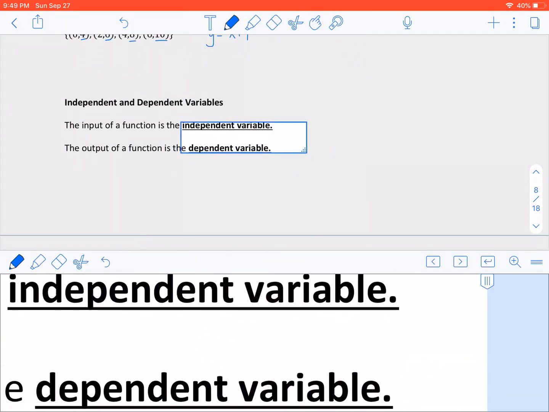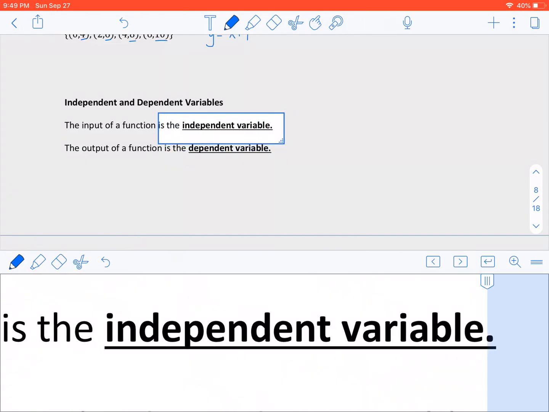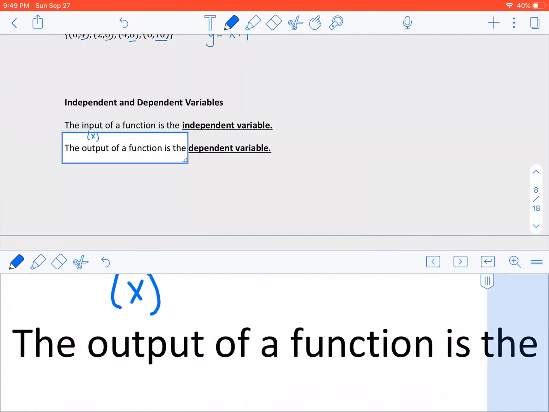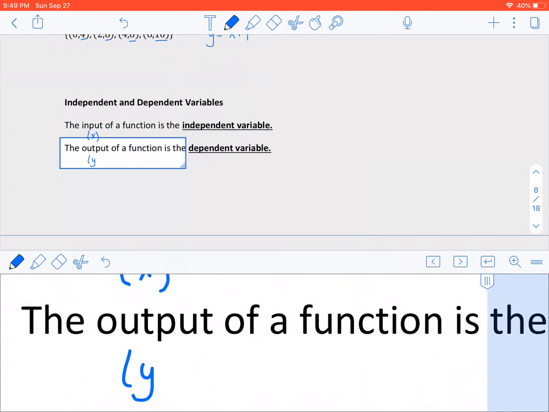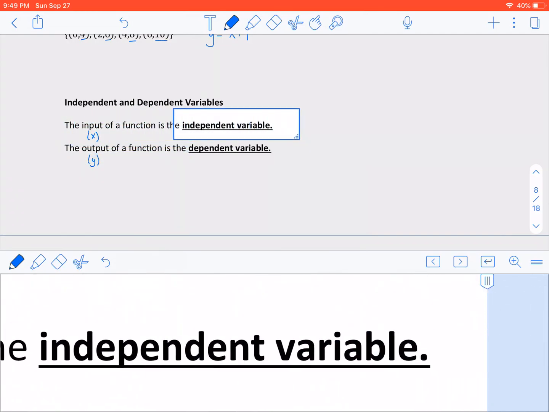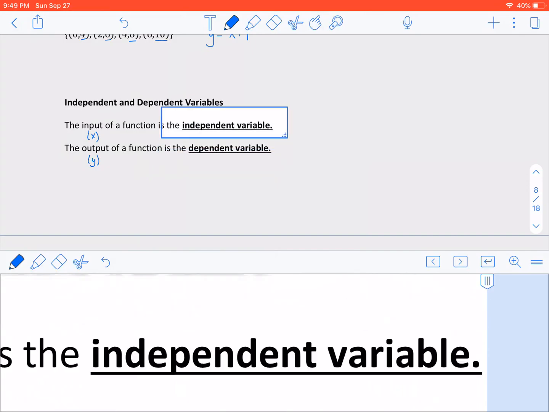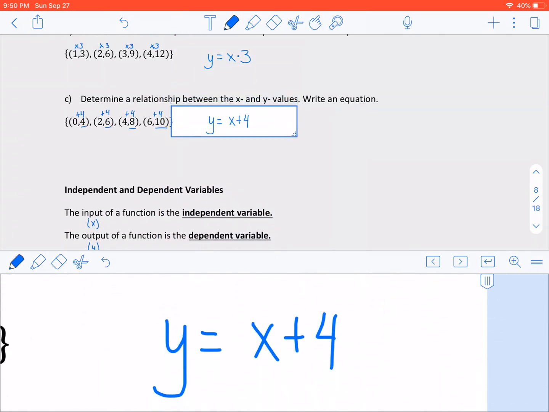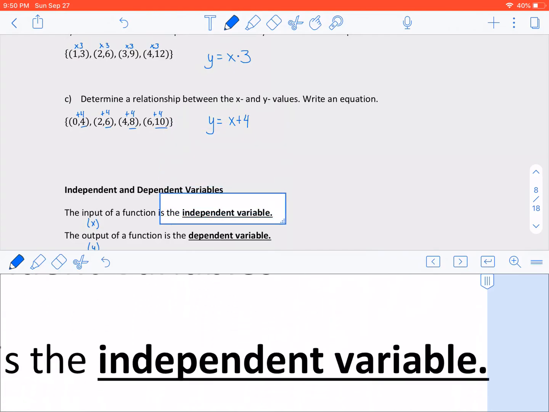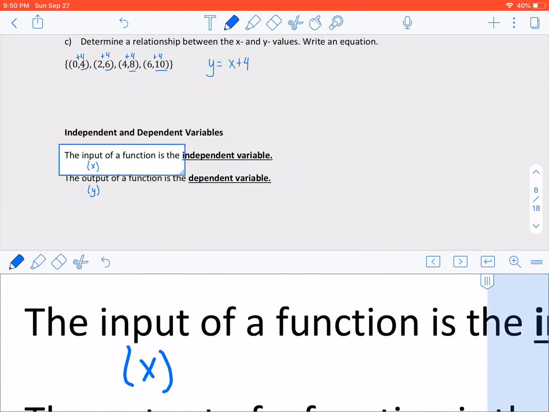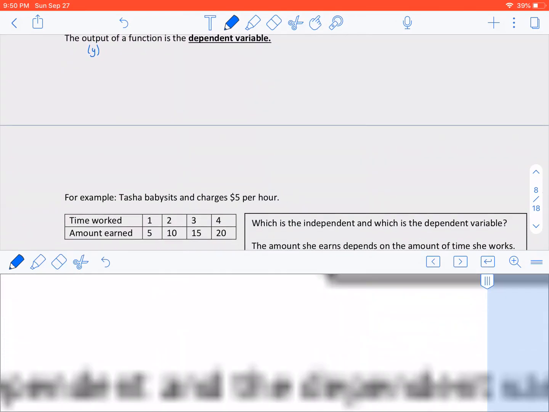In math, there's always the independent and dependent. The input of a function, remember input is x, the output is y. The input is independent, the output is dependent. Just like here, what's y going to equal? It depends on the value of x. X does not depend on y. The value of y depends on the value of x. So y, the output, is the dependent variable. X, the input, is the independent variable.